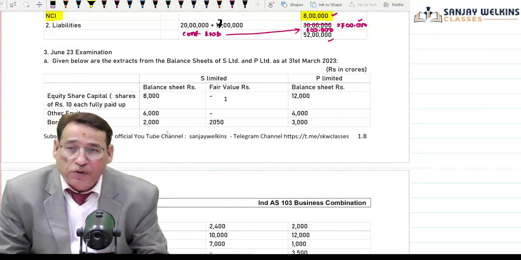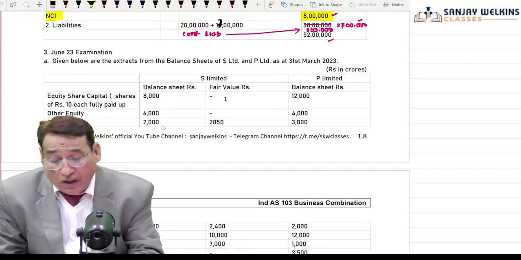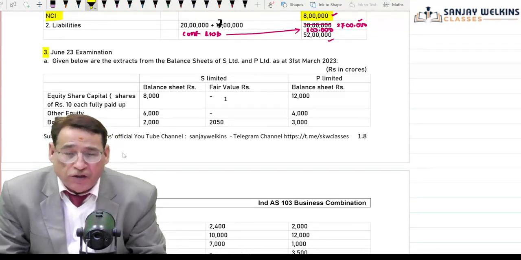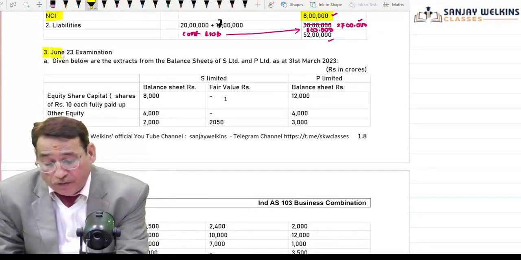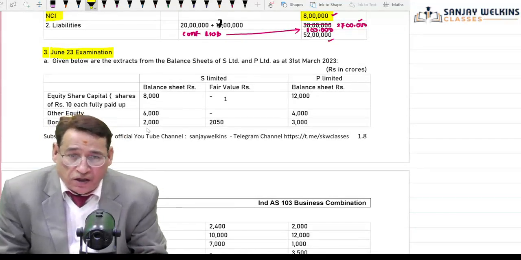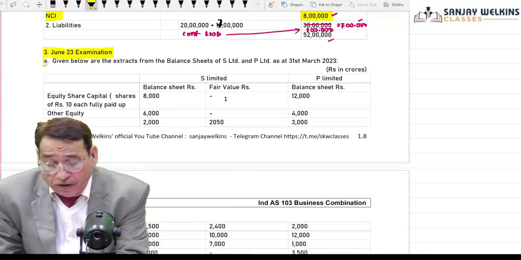This is going to be your second session of Ind AS 103 Business Combination. Up to question number 2 of section 1 we have already done. So today we are going to begin our session with question number 3 of section 1. This question has been taken from the June 23 examination, and when it appeared in the examination, it carried 14 marks. So just pay attention.